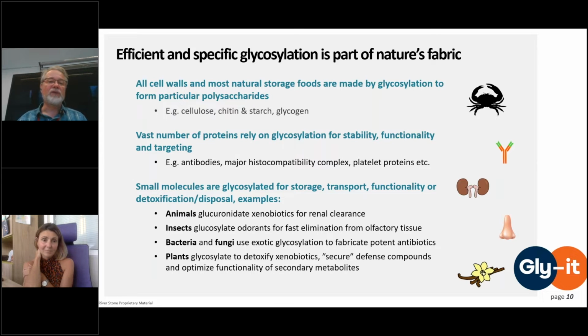Two examples of cell wall components are obviously cellulose, but also chitin, which forms the skeleton of, for example, crab shields and insect exoskeletons. And then obviously starch and glycogen as storage polysaccharides in animals and other organisms. Many others than these exist.